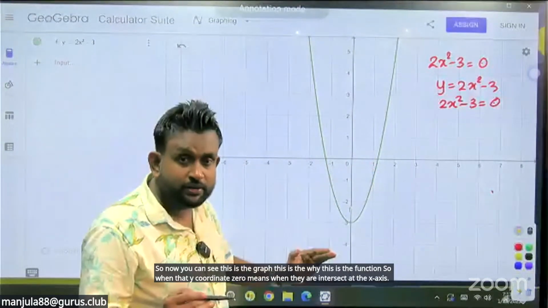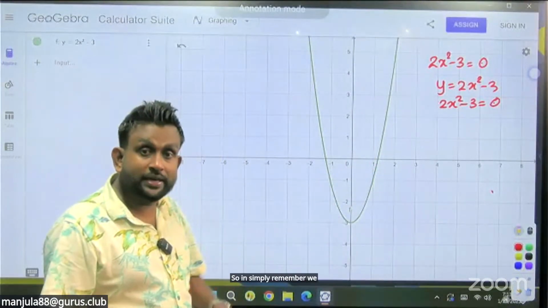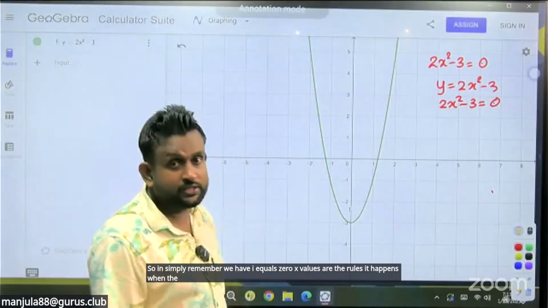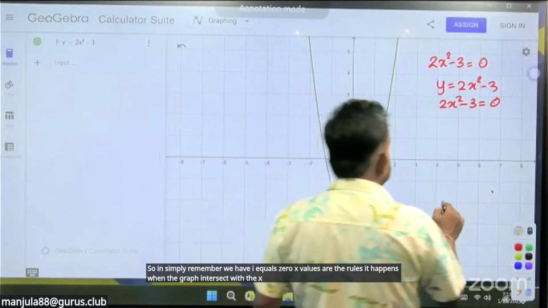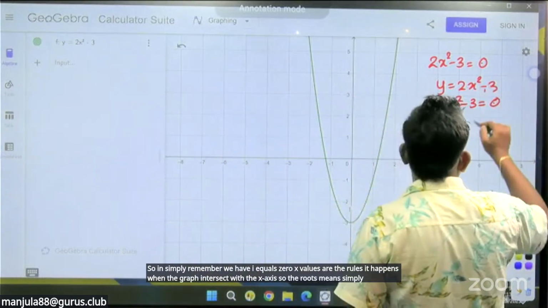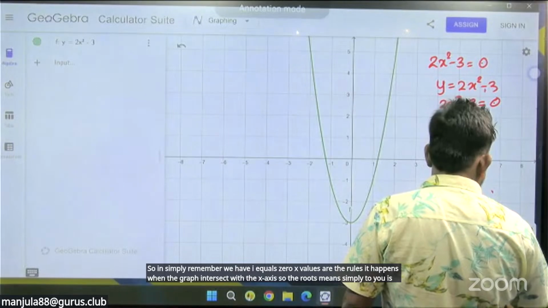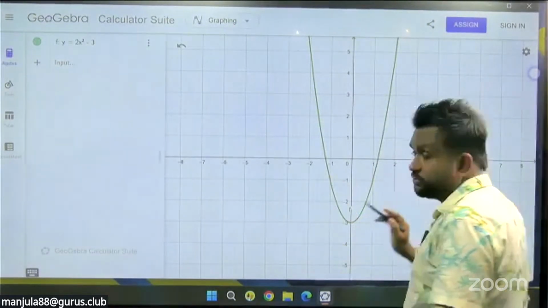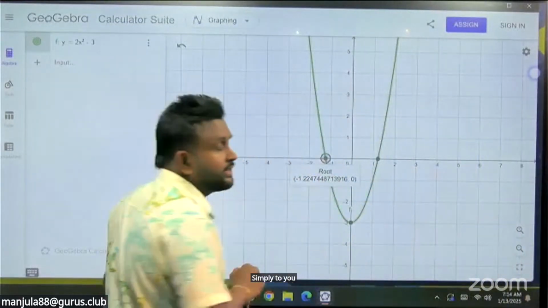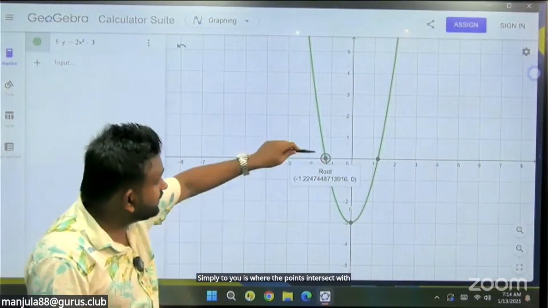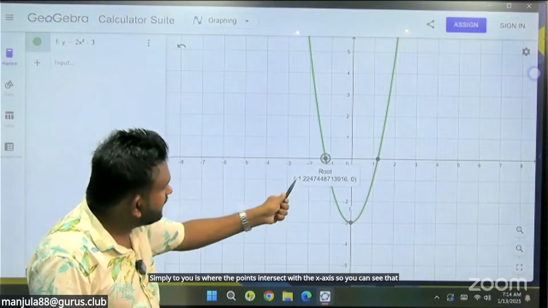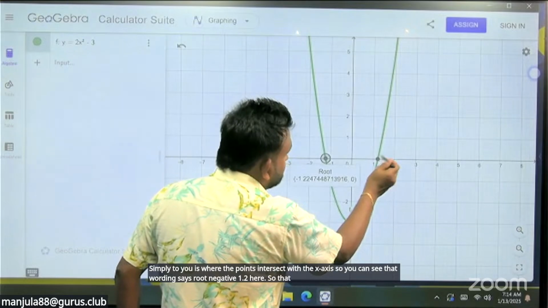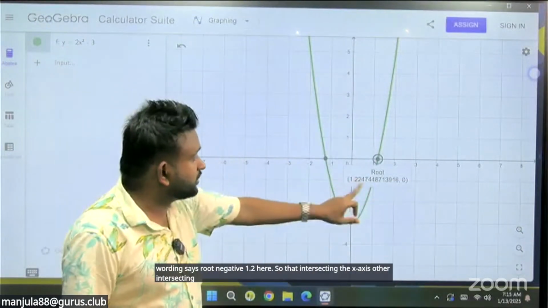So simply remember, we have y equals 0, and the x values are the roots. It happens when the graph intersects with the x-axis. So the roots simply mean where the points intersect with the x-axis. You can see the one root here is negative 1.2. That is intersecting the x-axis, and the other intersecting point is positive 1.2.